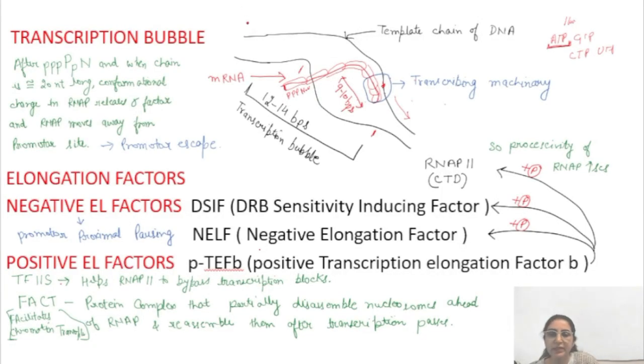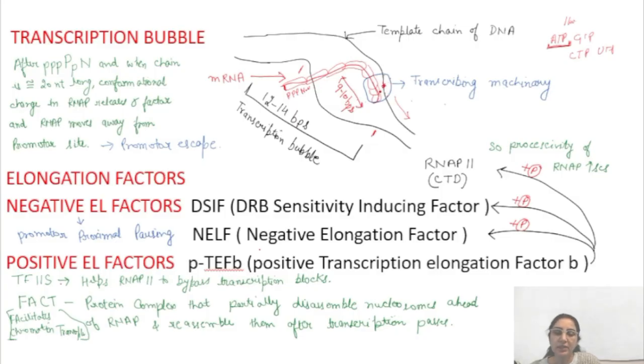So now let's see how the process of transcription continues. First, we have seen RNAP, or the RNA polymerase, comes here. Along with RNA polymerase, there are many transcription factors attached here. So this is our transcribing machinery. Here is our transcription start site. Suppose it's here. So what happens?